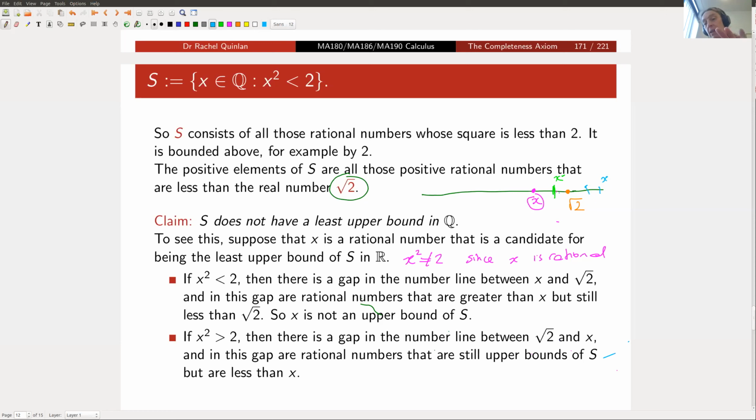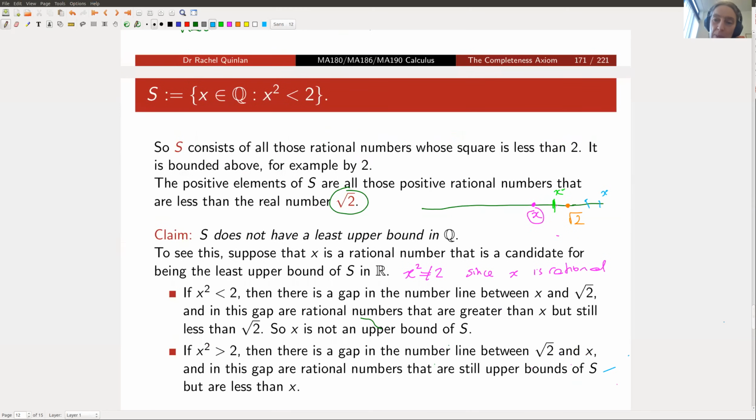If its square is less than 2, then there are other elements of S to its right. So it's not an upper bound for S. Okay, so basically the issue is that the least upper bound for S is really the square root of 2. That's where it is, and it's not a rational number. So there's no rational number amongst all the rational upper bounds for S. There are plenty of them, but there's no smallest one.